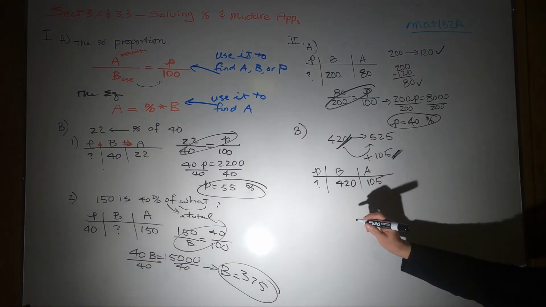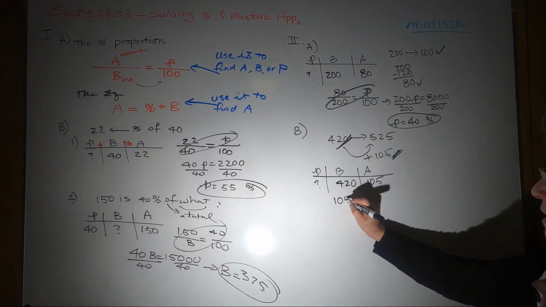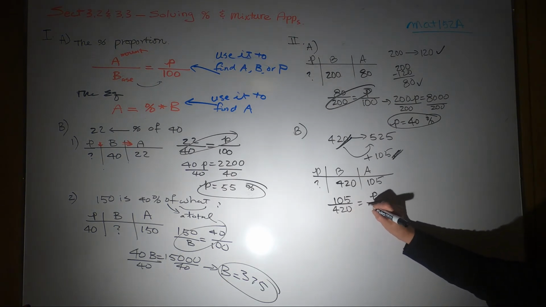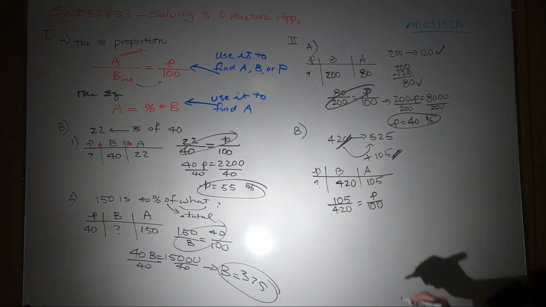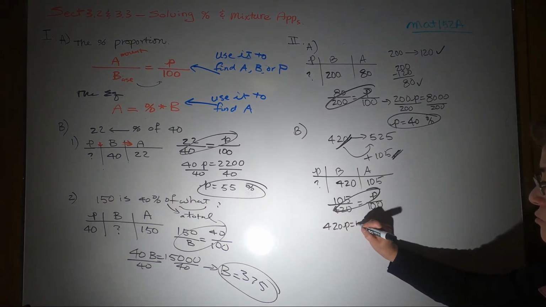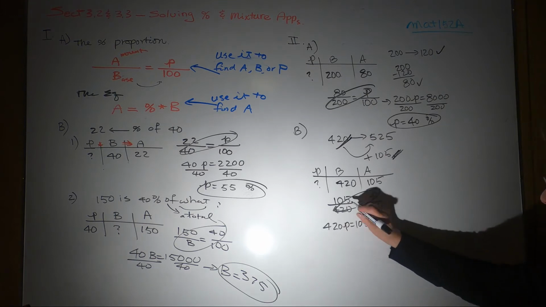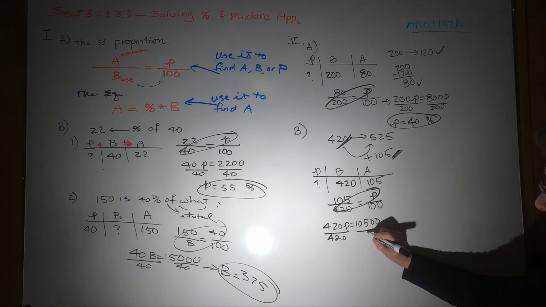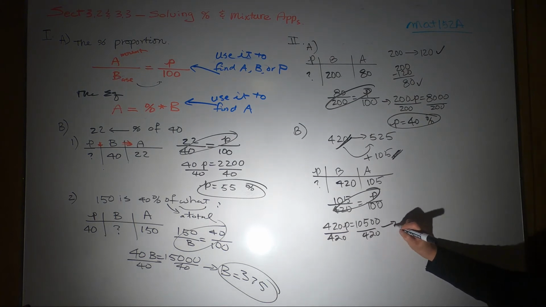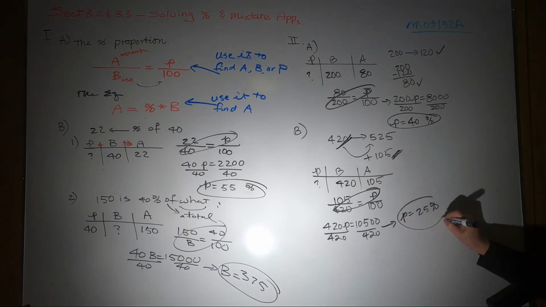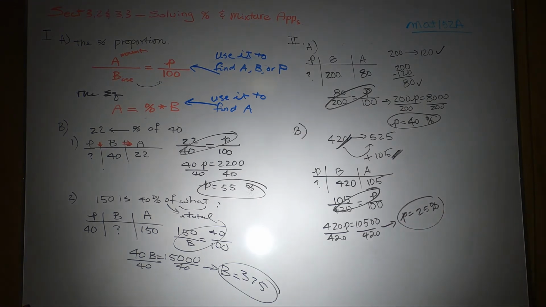So we find the P this way. A over B equals what? P over 100, right? Then we'll do that. 420P equals 10500. You multiply that. Then you divide by 420, right? So your P is what? 25. So that would be 25% of increase.